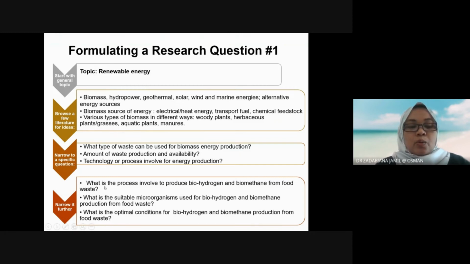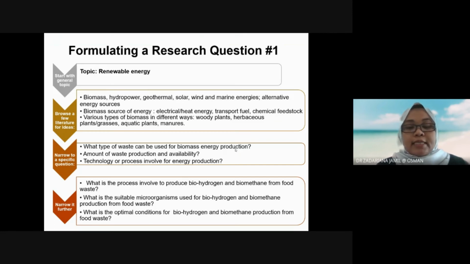So what is the process involved to produce biohydrogen? Because biomass energy production can be biomethane, biohydrogen, biofuels or others, so you need to detail it more. What do you want to focus on? Is it biofuels, biohydrogen, or biomethane?